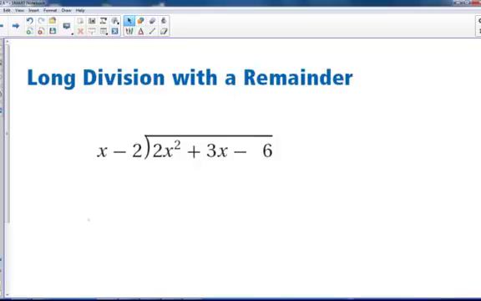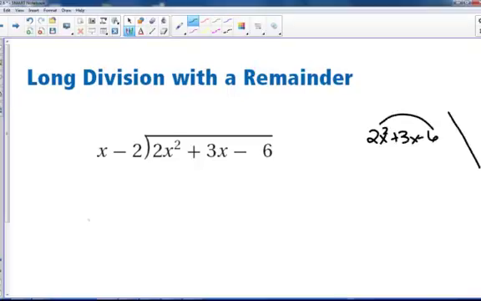All right, the next problem now is the same thing, except this first part, this 2x squared plus 3x minus 6, is not factorable because the two numbers that multiply to give negative 12 that add to give 3 don't exist. So this is where you have to use long division, and long division is your only option. X times what is 2x squared? And that would be 2x.